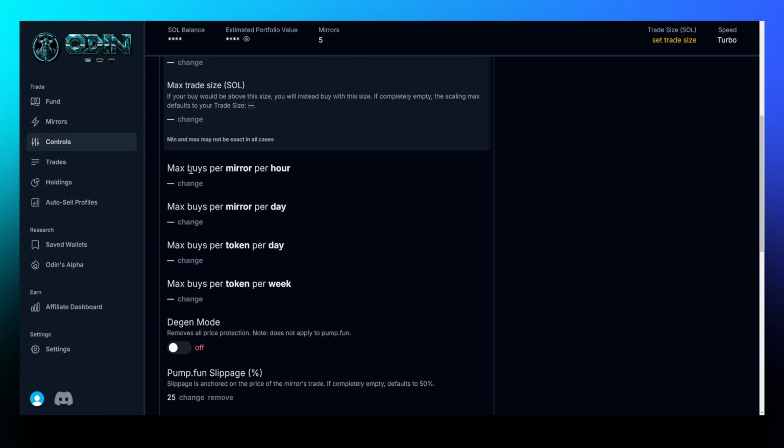Next up, we have the max buys per mirror per hour, which dictates how many times you're gonna copy trade this wallet per hour, same thing per day. And then we have the token with the same strategies per day and per week.